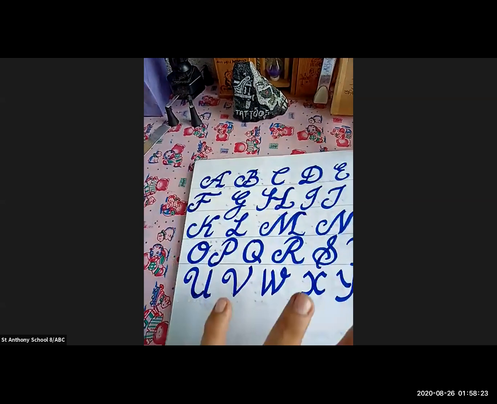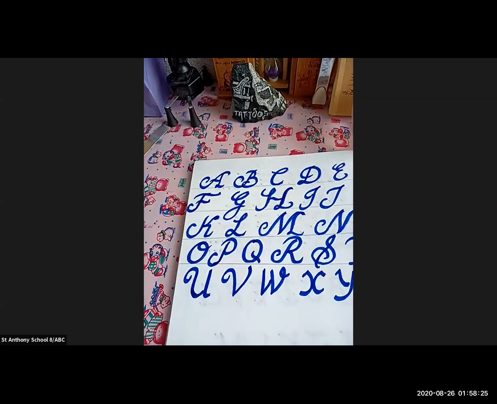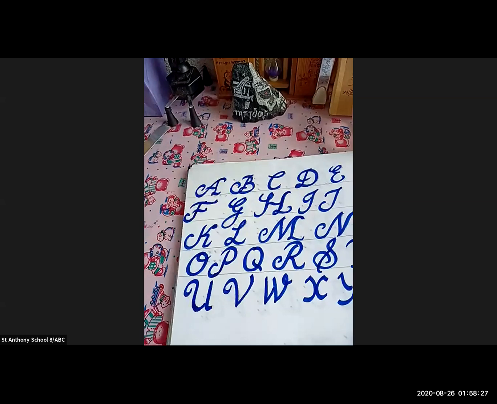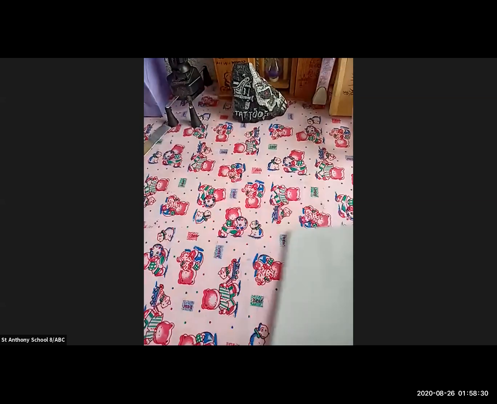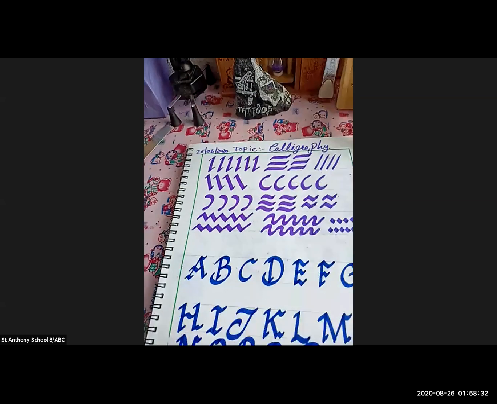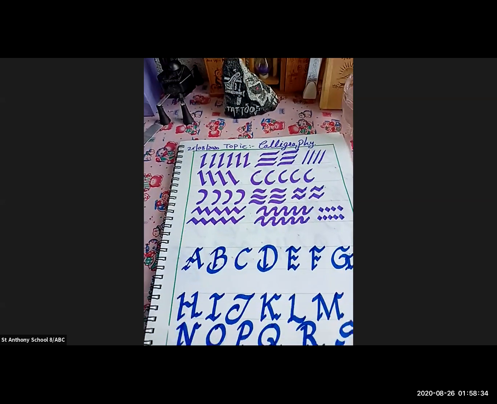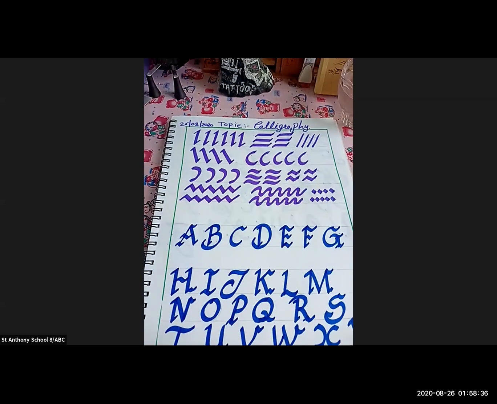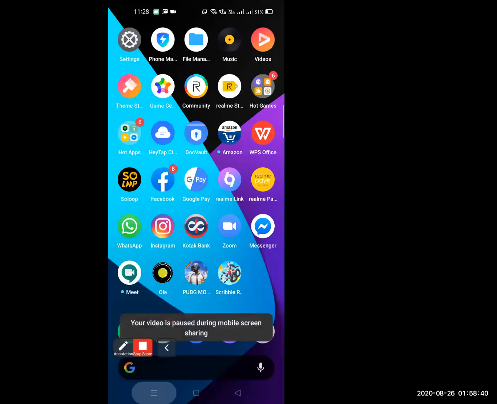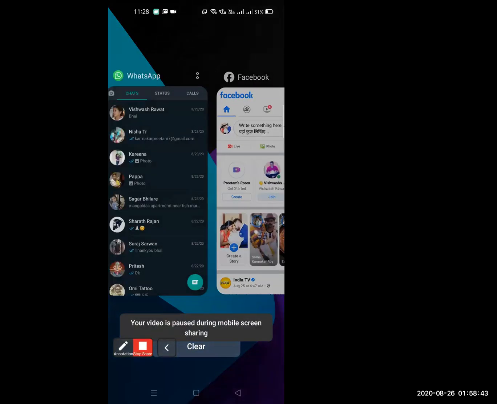So this is something like calligraphy. You can do this. These are some fonts. You can do it. So I hope each and everyone has understood what is calligraphy. Now I'm going to show you a short video. So just pay attention to that video and you'll come to know how you are going to do it. So just pay attention to this video.